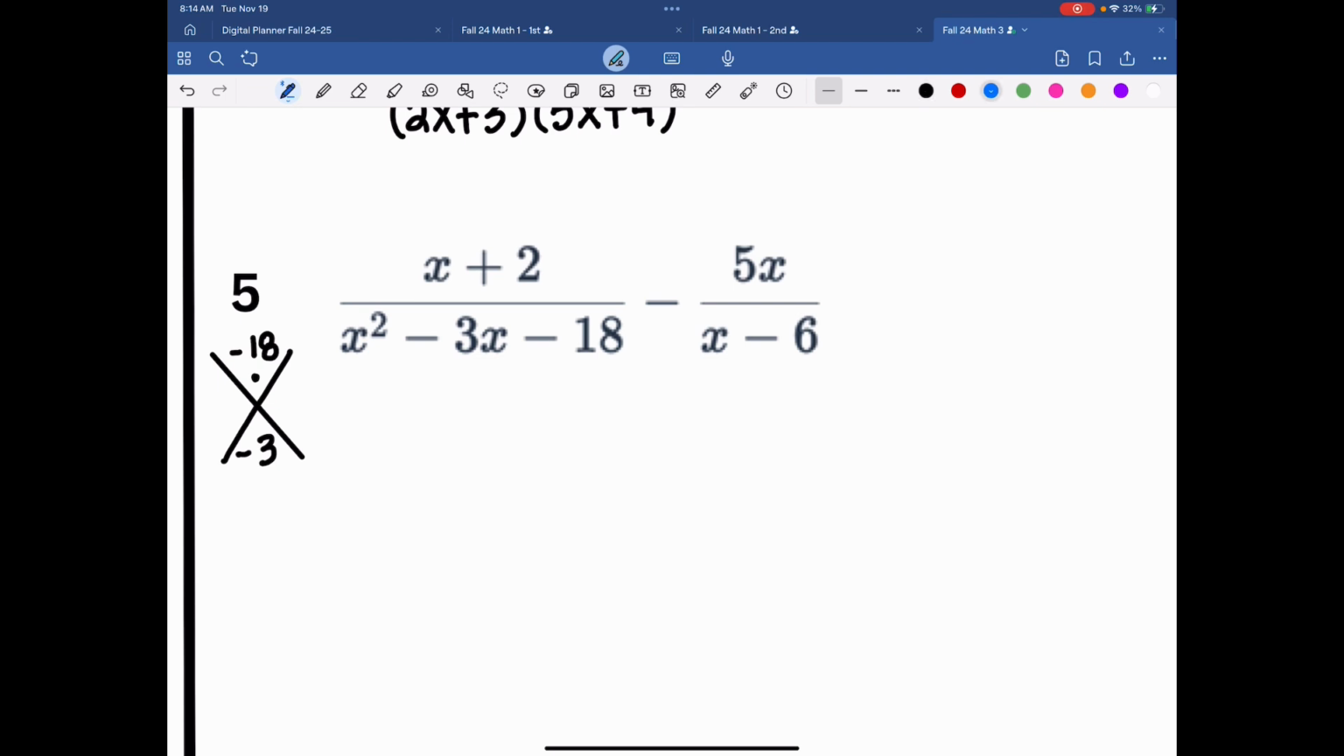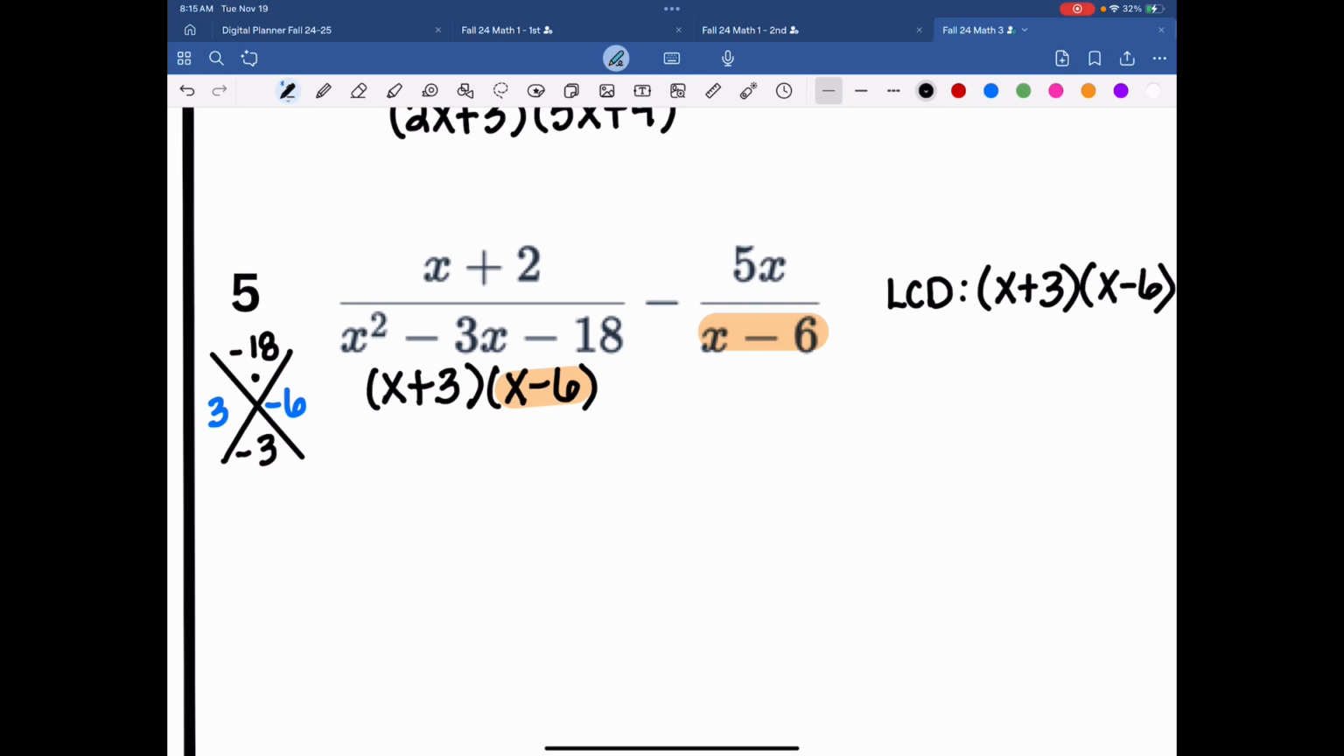And for those two numbers, we have 3 and 6, but we need to make the 6 negative. So that's going to be x plus 3, x minus 6. Now, they do have a piece in common, which is the x minus 6. So we don't need to multiply everything. We just need to multiply this one second piece by the x plus 3 because it already has the x minus 6 in common, because my LCD is x plus 3, x minus 6.